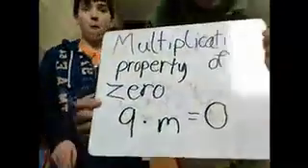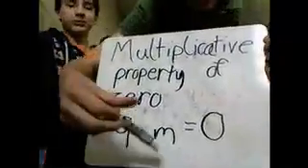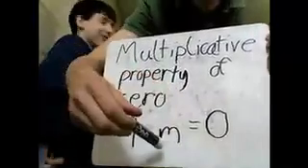Okay, multiplicative property of 0. In this property, you see I have 9 times m equals 0. So m equals 0. A billion jillion times 0 is now 0.